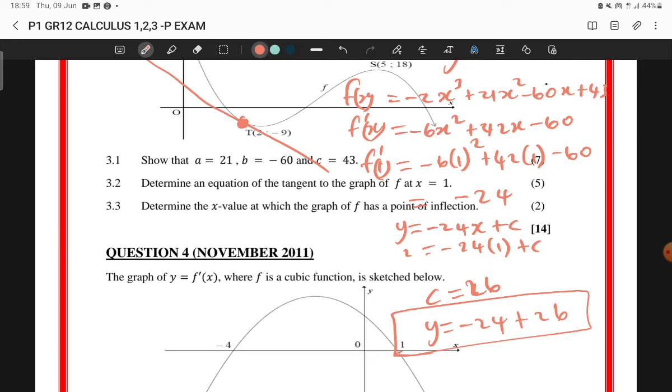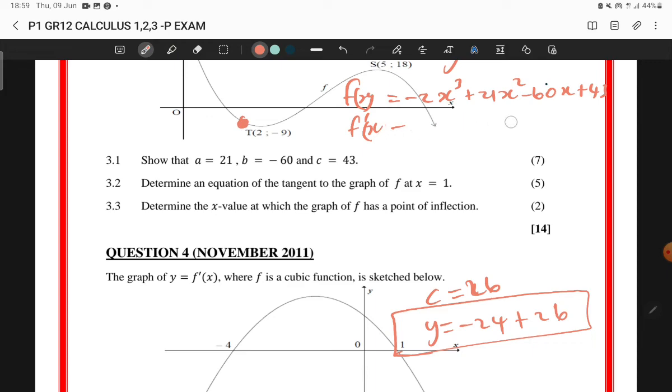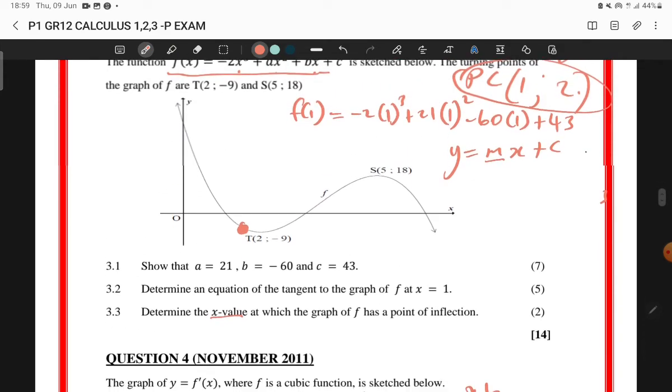Moving to the next one, which is the last question in this question. It says determine the x value at which the graph of f has the point of inflection, which means we are looking for the point of inflection of this graph.